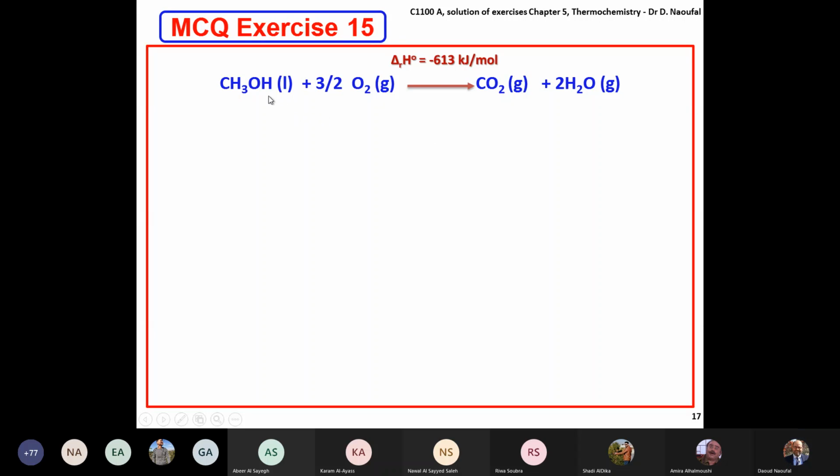So, given the reaction CH3OH plus 3/2 O2 gas to CO2 gas and 2H2O gas, this is the delta H of the reaction given, equal to minus 613 kilojoule per mole. This is given.